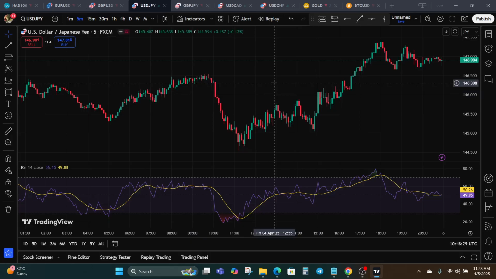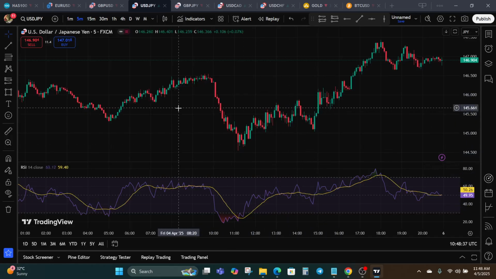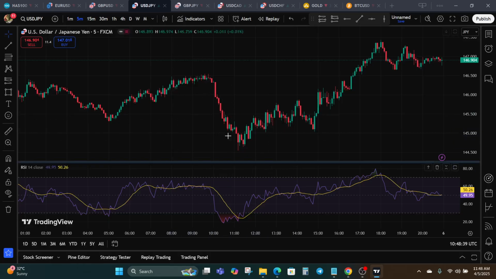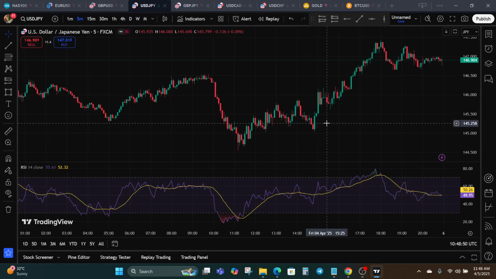Now, let us talk about how to set up this strategy. First of all, you will need to apply the RSI to your chart. For the best 5-minute RSI strategy, we are going to use a 5-minute chart. This shorter time frame allows you to catch fast-moving trends and make quick trades.